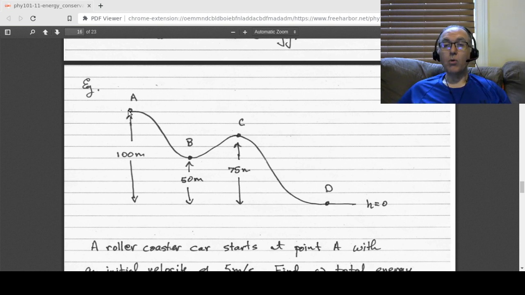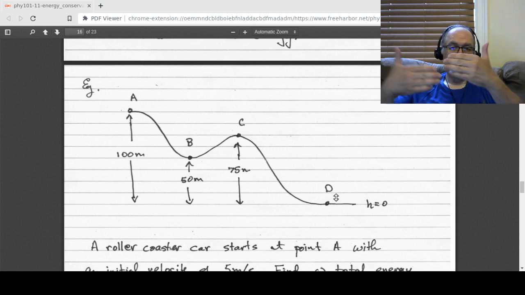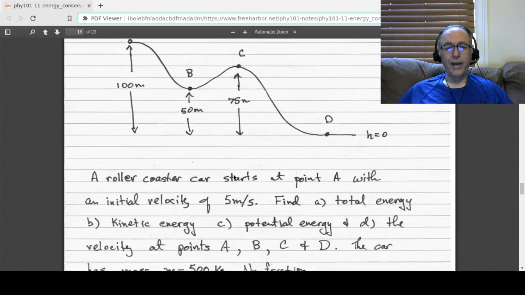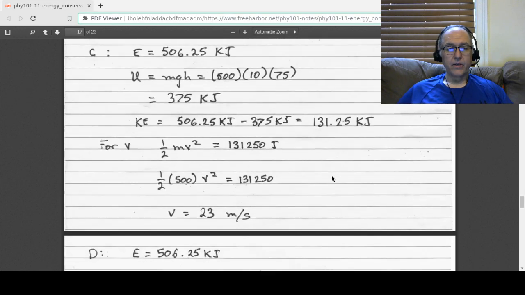So A, almost all potential. B, roughly half and half kinetic and potential. C, more potential, a little less kinetic. And at D, all kinetic energy. And that's the way to think about these problems. There's a total energy, and the energy sloshes back and forth between kinetic and potential, kinetic and potential. All right, there's that problem.